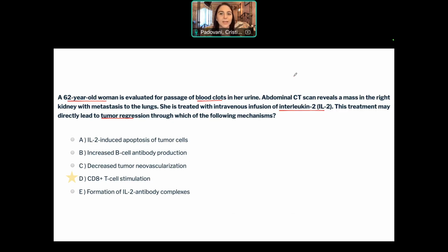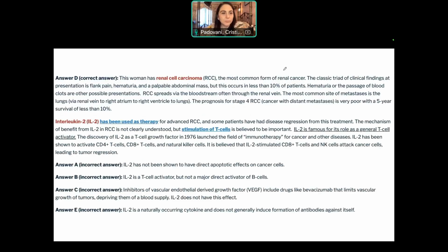So with IL-2, you can literally see it and think of T cell growth factor. It helps grow T cells. One of the T cells that it helps grow is the CD8 positive T cell. That's really the only mechanism of how IL-2 works: you're trying to make more T cells, basically. Cool. Again, some of these are from Boards and Beyond, right? So Dr. Ryan here says IL-2 is famous for its role as a general T cell activator. Like I said, it's T cell growth factor.